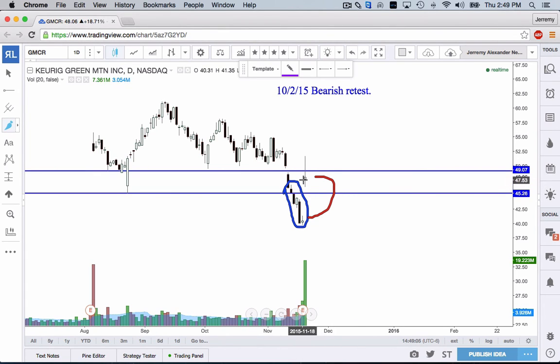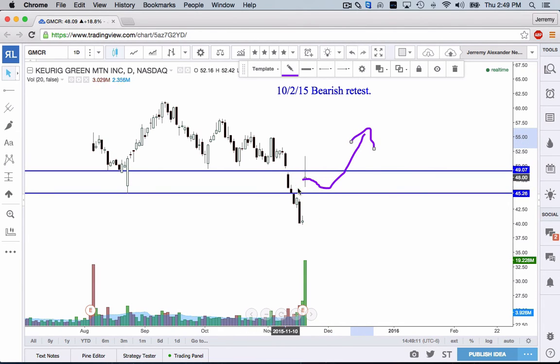So if I was to create a trading plan on Green Mountain, it would look a little bit like this. I would wait 2 or 3 days to trade sideways, probably do a limit buy around 46, a stop somewhere in the gap, and I would look to play Green Mountain Coffee Roasters bullish. That's just my thought on GMCR.